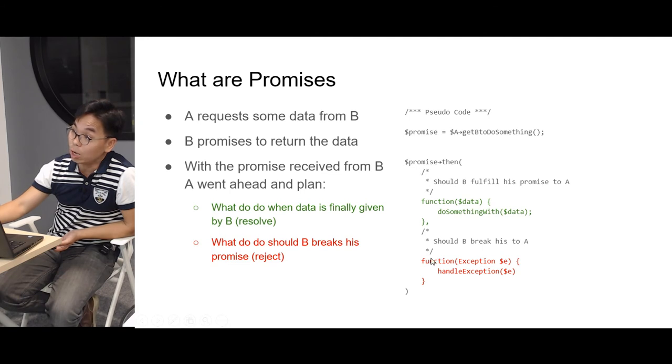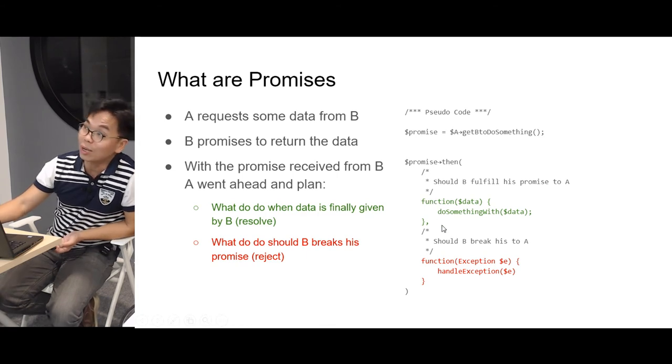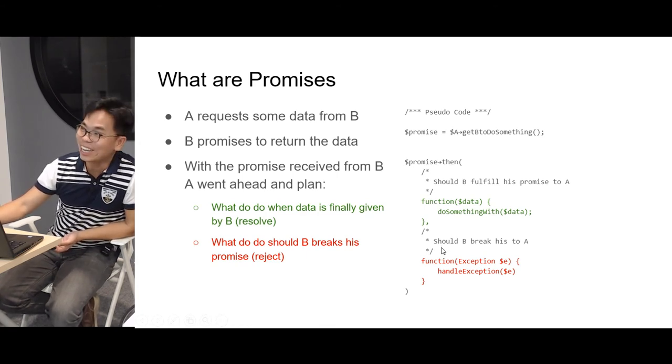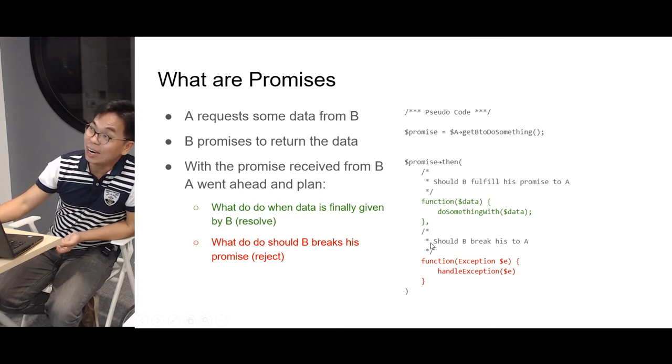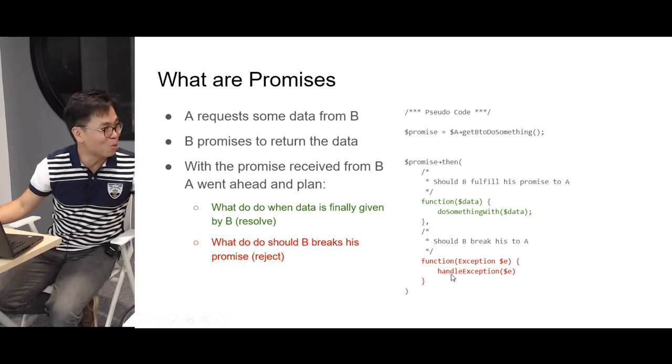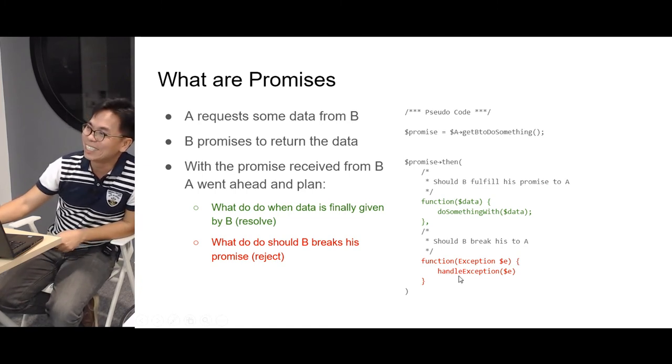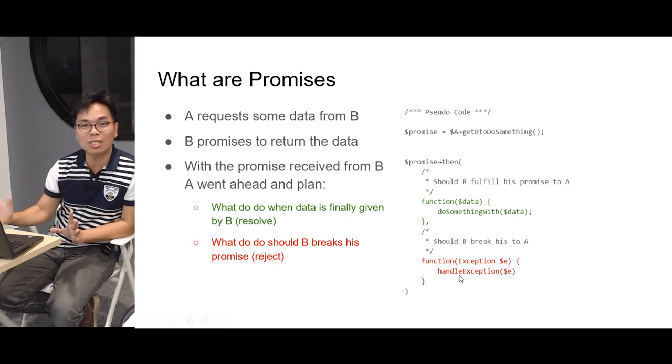This is not a code block. These two are parameters. The functions are parameters. Okay, so this is the part when the promise is not fulfilled. Okay. So this basically is what promises are all about. Okay, but there's more than that.